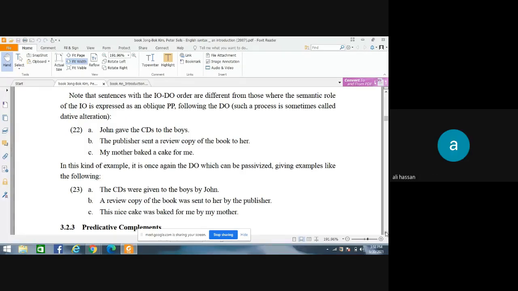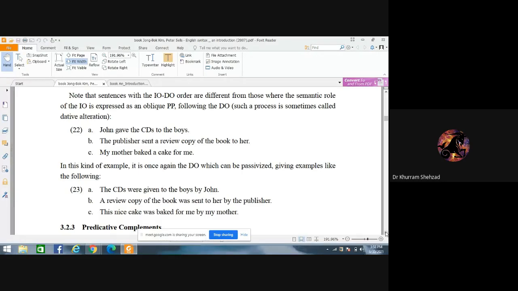20A. John gave the CDs to the boys. The publisher sent a review copy of the book to her. My mother baked a cake for me. And this kind, to the boys, is a prepositional phrase. To her is a prepositional phrase. For me is a prepositional phrase. Or oblique object, kya hai? Oblique object starts with a preposition. तो ये सारे object हैं. अभी यहाँ पर confusion इसलिए हमारे लिए नहीं है. They all can be converted into the passive voice.